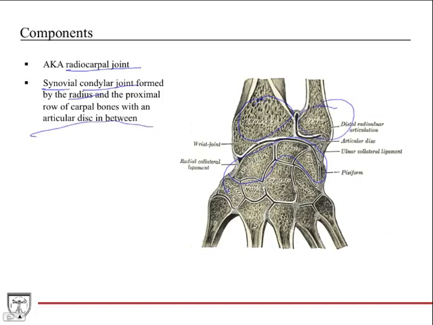The ulna is not considered a bone that is part of the articulation of the wrist joint, and so that is a fact to be aware of.